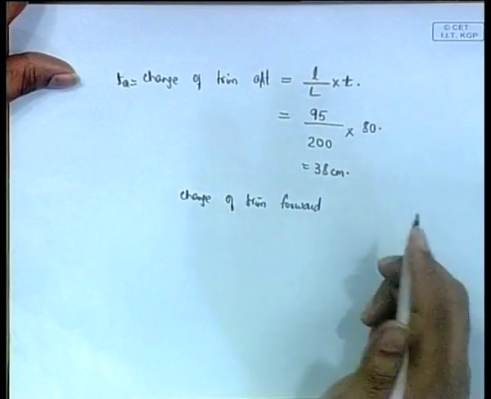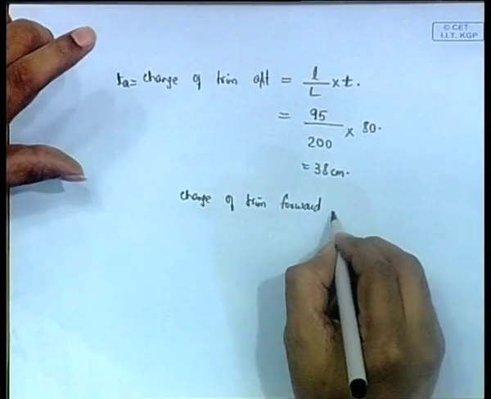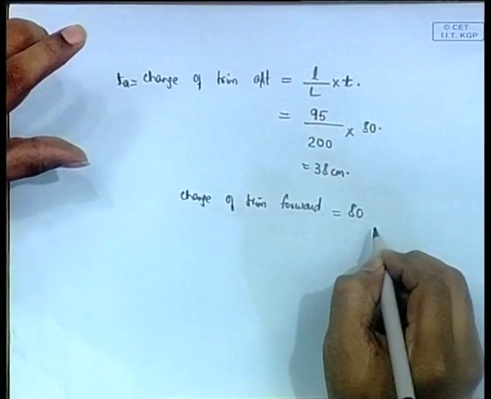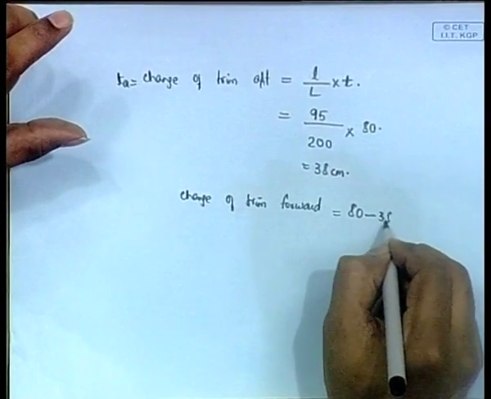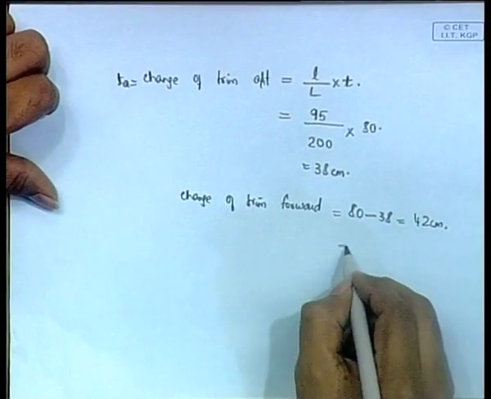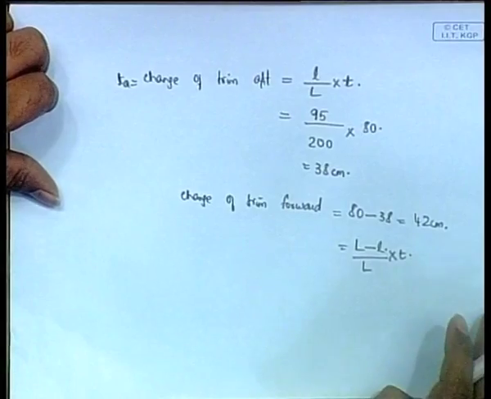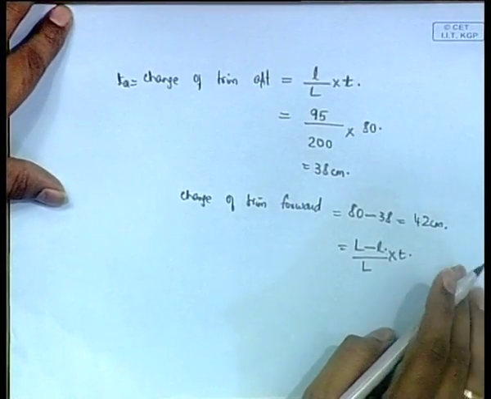Actually, that is very easy. You do not need to do it as such. You can just subtract from the total change of trim. The total change of trim is 80. You subtract the change of trim aft, and you will get the change of trim forward. But the real formula is this, which is again the same thing. So, this will give you the change of trim forward.